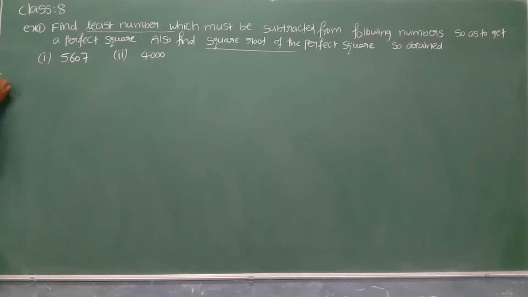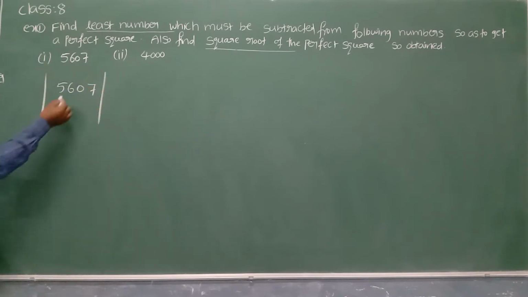Let us see the first one over here. Solution. Let me take the first one, 5607. Here I am going with long division method. Keep two vertical lines. From the ones place, for every pair of digits, keep the bar. Now below the first bar you can see 56. Take the perfect square which is less than and near to 56.